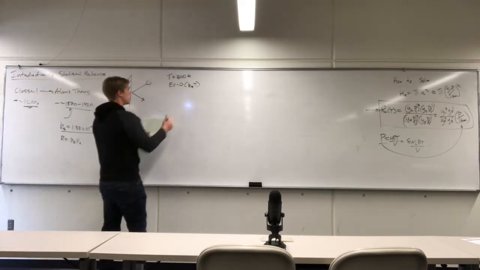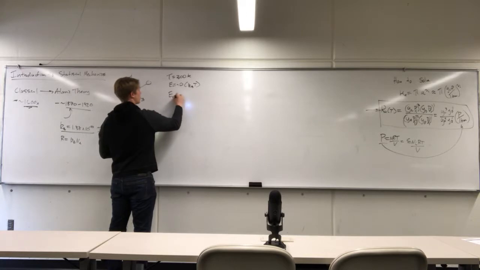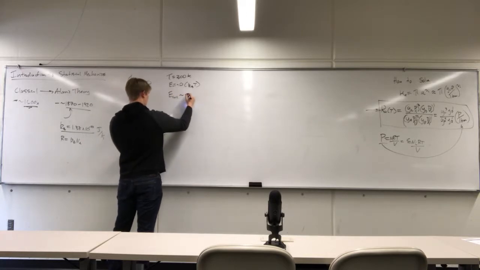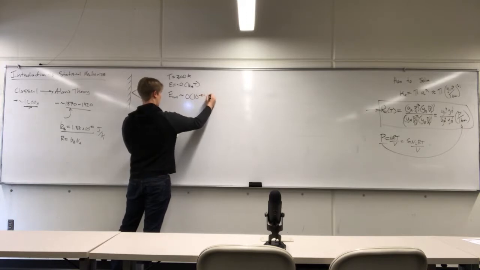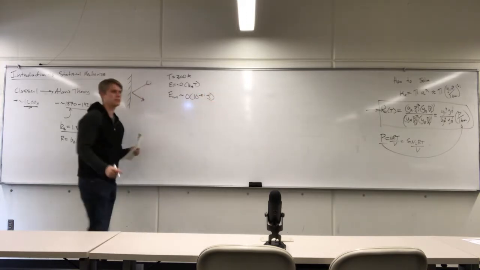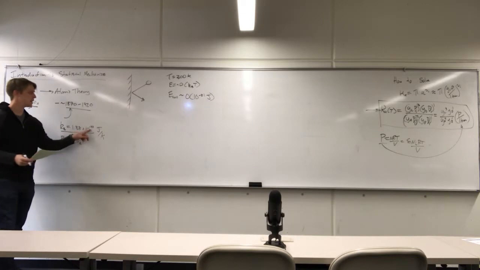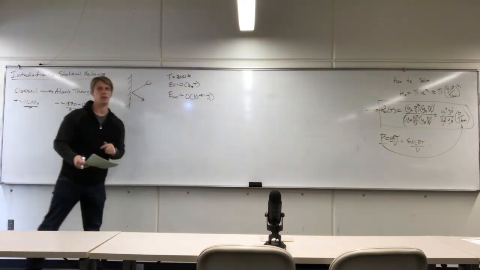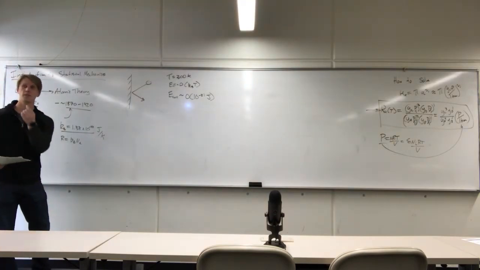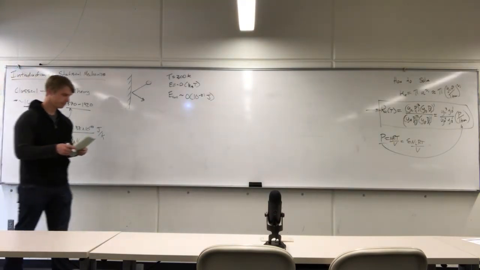So that means that the energy per collision is going to be on the order of 10 to the minus 21 joules. Meaning 10 to the minus 23 multiplied by 10 to the 2 gives us 10 to the minus 21. That's a very, very, very small amount of energy.